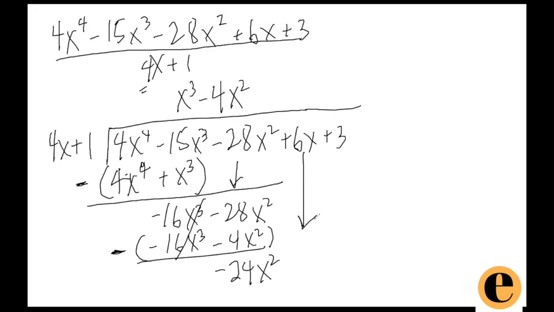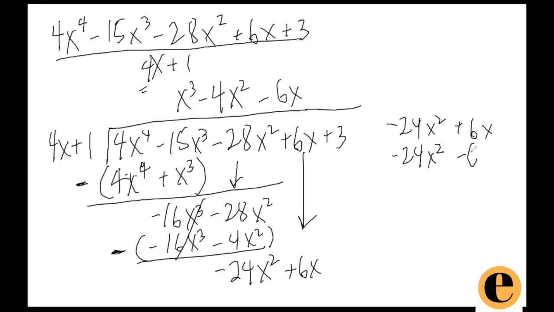Okay, ibaba natin itong 6x plus 6x. Negative 24x squared divided by 4x, that's equal to negative 6x. Right? Dito natin siya isulat. Negative 24x squared plus 6x. Negative 6x times 4x, that's equal to negative 24x squared. Tapos, negative 6x lang yan.